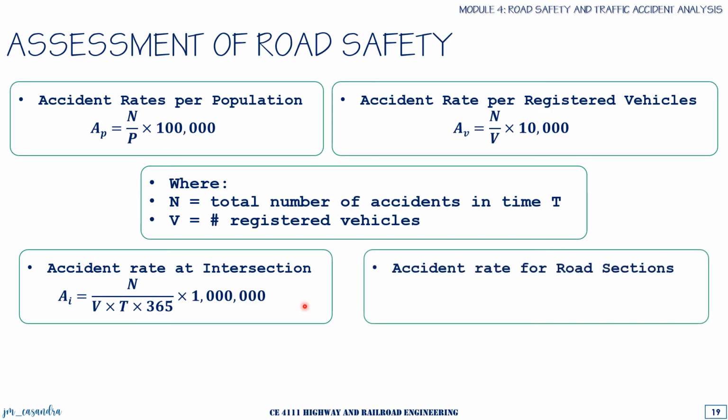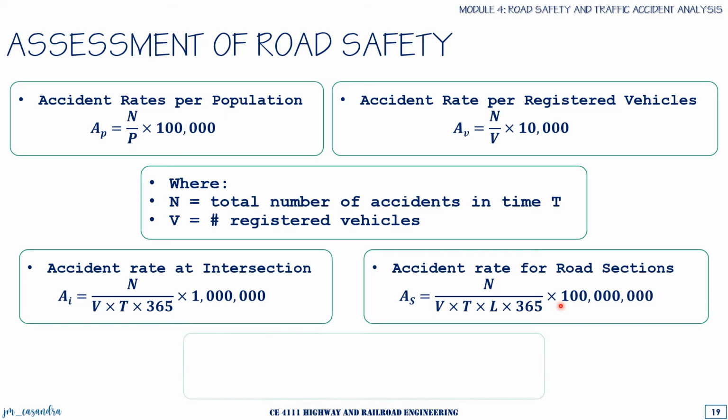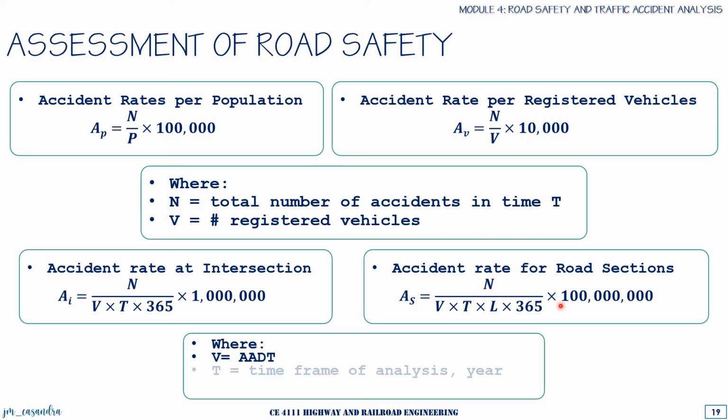And then, aside from that, we also have accident rates for road sections or for length of roads. So for this, we have A sub S, which is now almost the same as the accident rate for intersection. The only difference is that we also include the length of the road. And that will now be in terms of 100 million kilometers of road. Okay, so take note. Again, for N, that's the number of accidents in your study time. V here is your annual average daily traffic, or the total number of vehicles entering the intersection, or the total number of vehicles entering the road section.